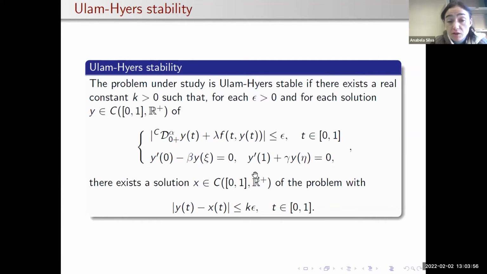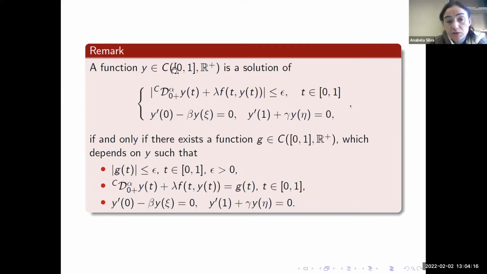So if this epsilon satisfies this inequality with the initial conditions, there exists an exact solution of the problem, such that the distance between x and y is less or equal than k epsilon. So if we consider a solution satisfying that, we can say that there exists a function g in this space, which depends on epsilon, such that the modulus of g is less or equal than epsilon, and g is defined precisely in this way.